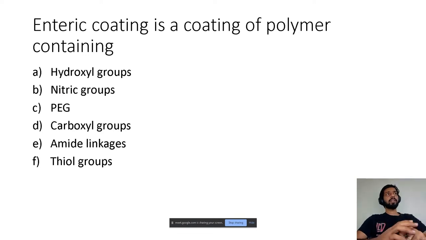Enteric coating is a coating of polymer containing which of the following groups? Is it a hydroxyl group, a nitric group, a PEG group, a carboxyl group, amide linkages, or thiol groups? Carboxyl groups. Okay, yeah. Enteric coating makes the polymer have this carboxyl group.